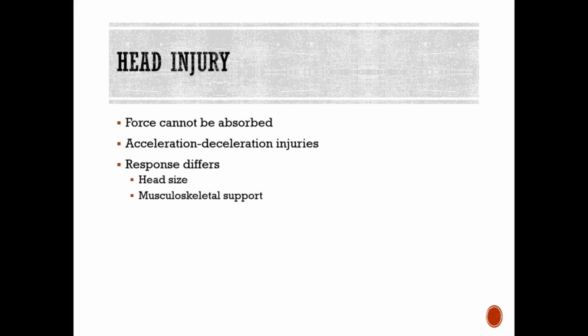Head injuries occur especially in infants and children because the force of intracranial contents cannot be absorbed by the skull and the ligaments that support the head. The head is especially vulnerable to acceleration and deceleration type injuries, and a child's response to an injury is different because of their larger head size in relation to the body. So it most likely will get injured. And then they also have incomplete motor development. So they're at a greater risk for falls.